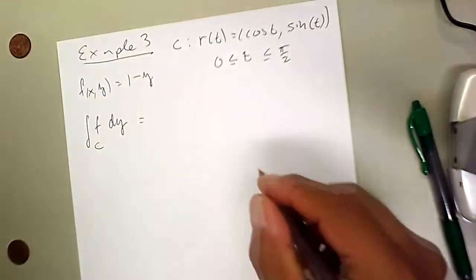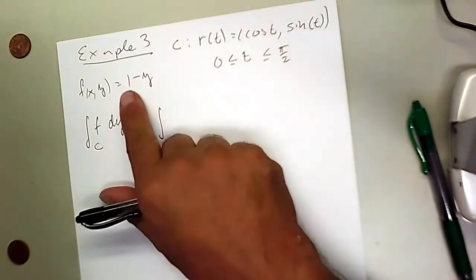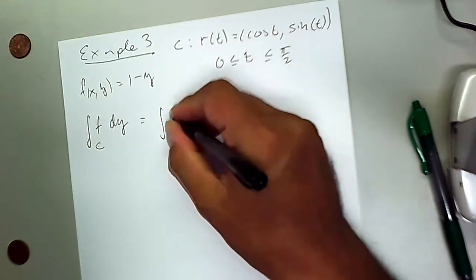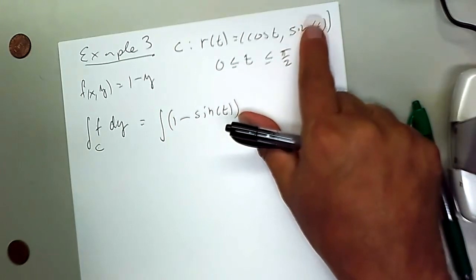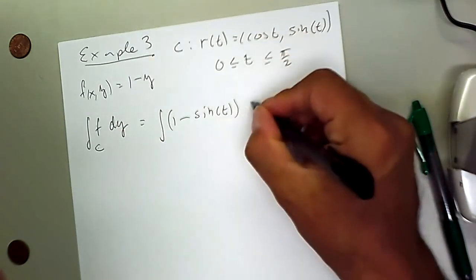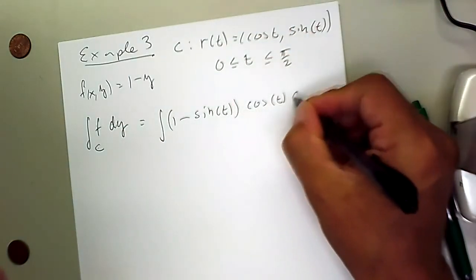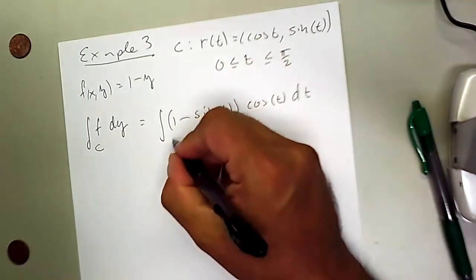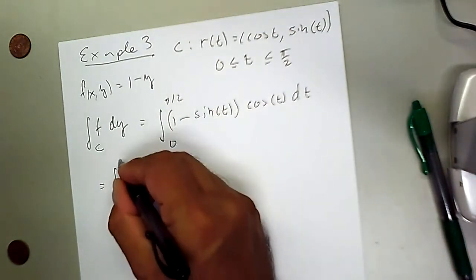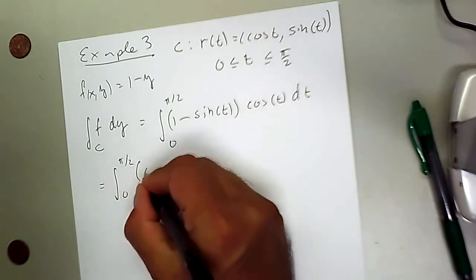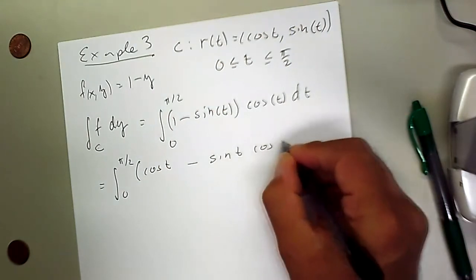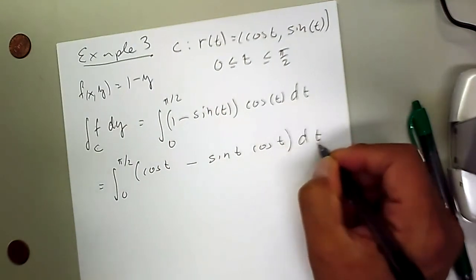Okay. So the function is going to be 1 minus y. There is x, there is y. So 1 minus sine of t as before. Derivative of y with respect to t, because we are doing this integral with respect to y, is going to be cosine of t dt, with t from 0 to pi over 2. So we have the integral from 0 to pi over 2. When we distribute, cosine of t minus sine t cosine t, close parenthesis, dt.